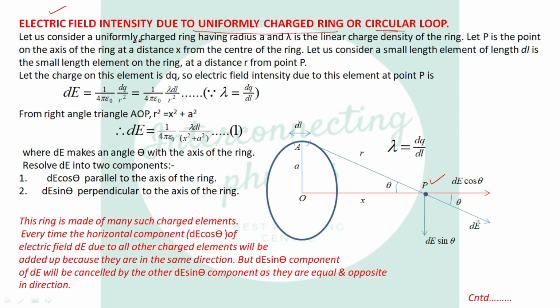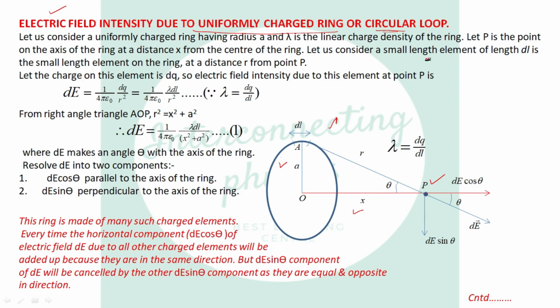So let us consider a uniformly charged ring having radius a, and lambda is the linear charge density here, and let P be the point on the axis of the ring at a distance x from the center of the ring. Axis means which is passing through the center and is along the x-axis.